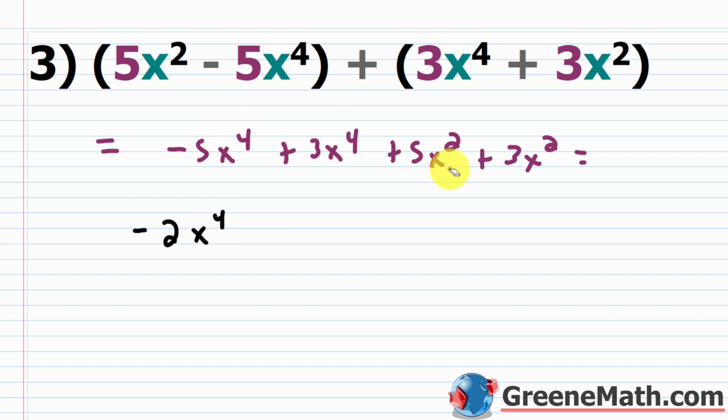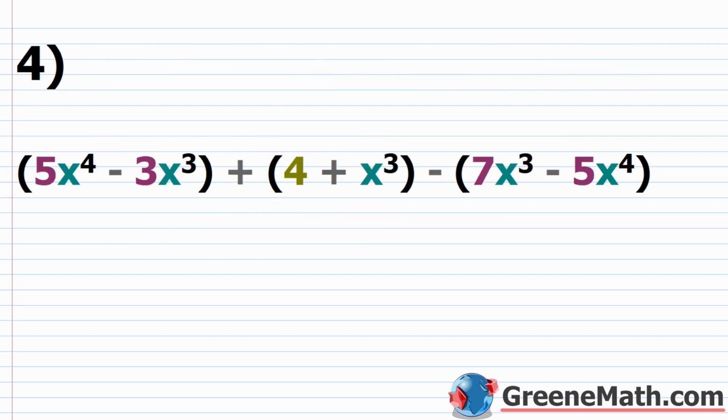So now I'm looking at these like terms. Let me highlight this. So these like terms here. Again, x squared is just going to come along for the ride. So go ahead and just write that in. Combine the coefficients. So 5 plus 3 is 8. So this is 8x squared. So in the end, our answer here, let me make this plus sign a little bit clearer, is negative 2x to the 4th power plus 8x squared. Okay, let's look at a mixed problem.